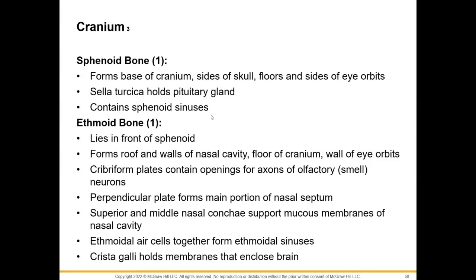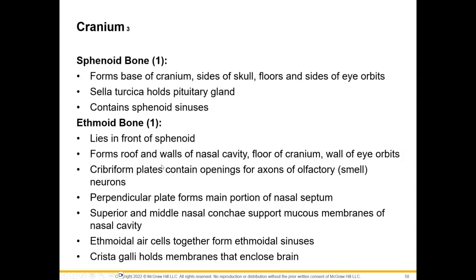The sphenoid bone forms the base of the cranium, the sides of the skull, and the floors and sides of the eye orbits. The sella turcica holds the pituitary gland, and the sphenoid bone contains the sphenoid sinuses.